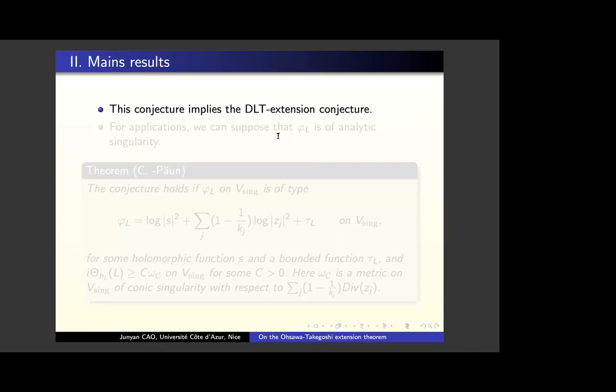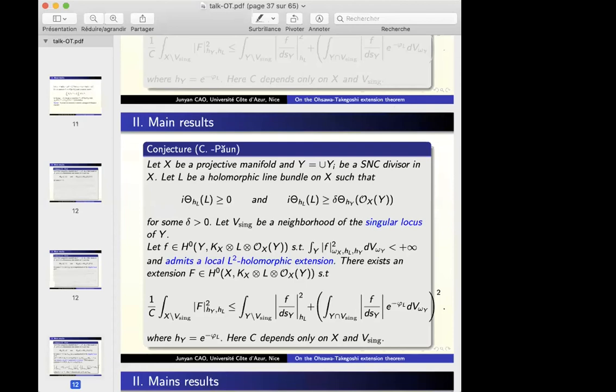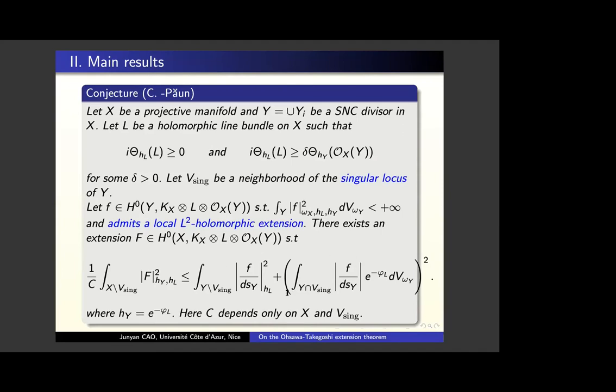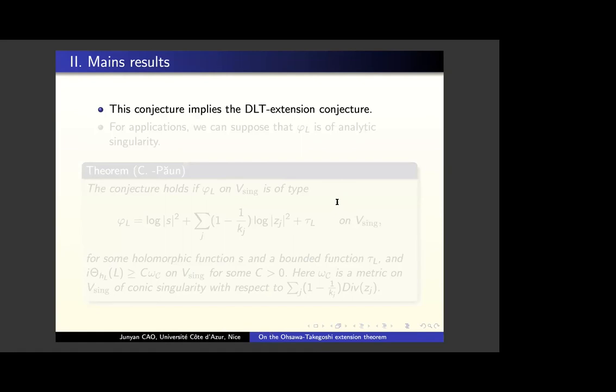And so for applications, you have questions? Okay. So for applications, we can suppose in the beginning that phi L has analytic singularity. So in our paper, we could not prove this conjecture in full generality. We don't even know if this conjecture is true or false. Maybe we can find some counterexample of this one, it's also possible. So in our paper, we could only prove a weaker version of this conjecture.